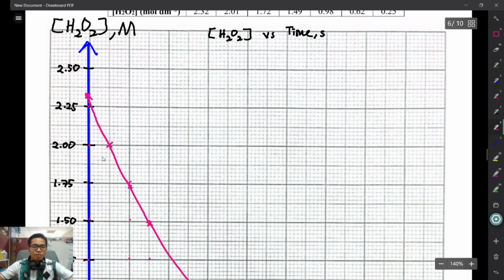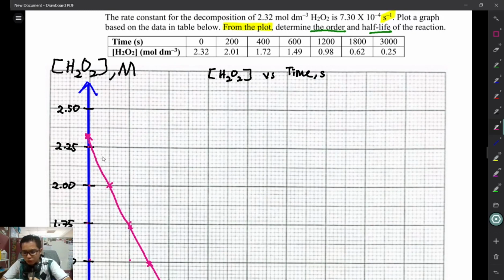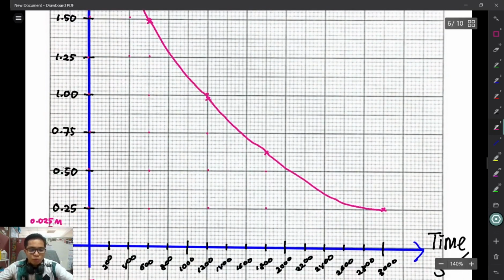Okay, so dia punya half-life. First half-life, initial concentration 2.32 bagi 2. So, 2.32 bagi 2 is 1.16. 1.16 kita bawa kotak. Bagi dengan 0.025. So, saya nak 46.5 kotak. 46.5. So, 10, 20, 30, 40. Ini 45, ini 46. Di tengah 46.5.